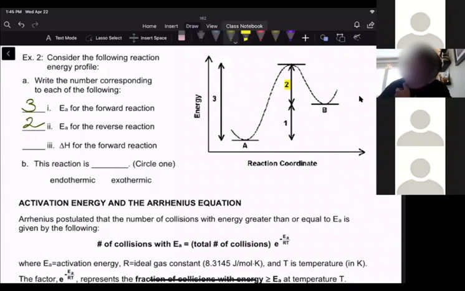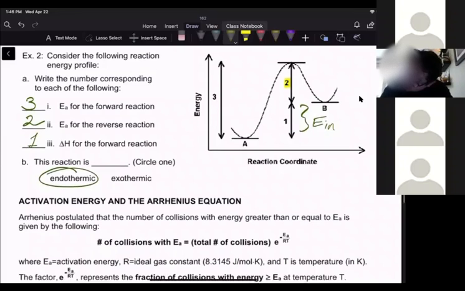And the enthalpy will be 1. And is it endothermic or exothermic? Endo. Yeah. So it had to absorb energy to get up to that. It's endothermic.